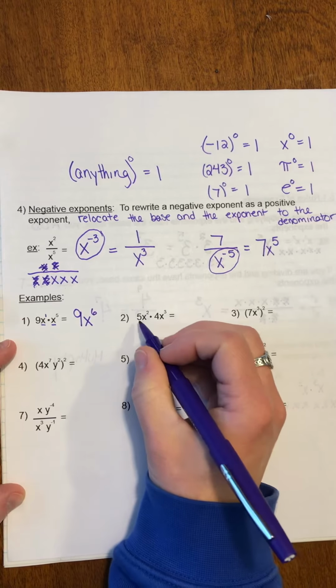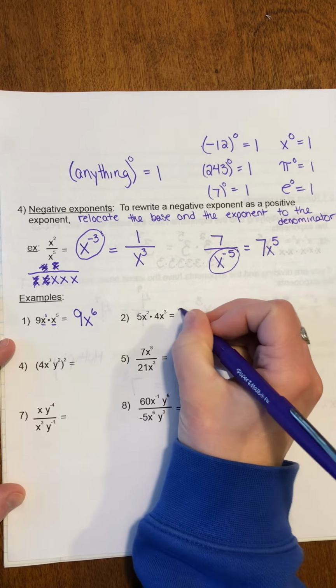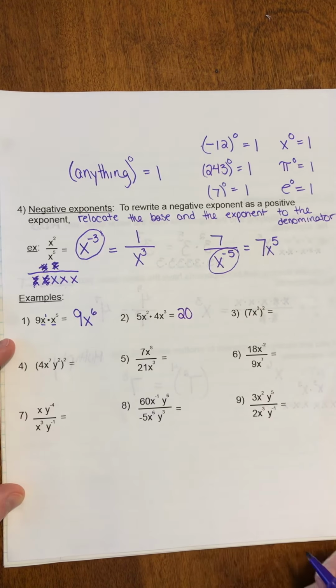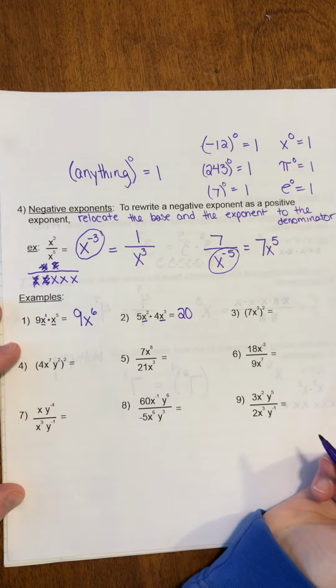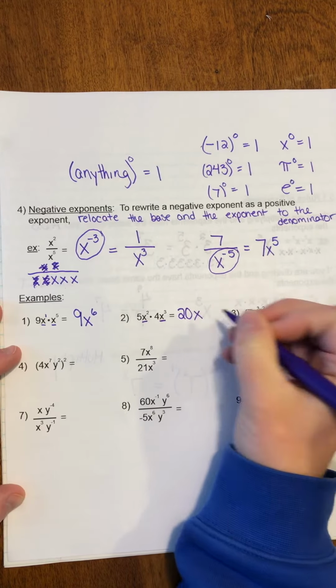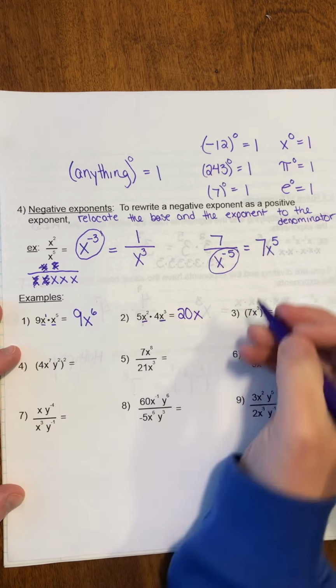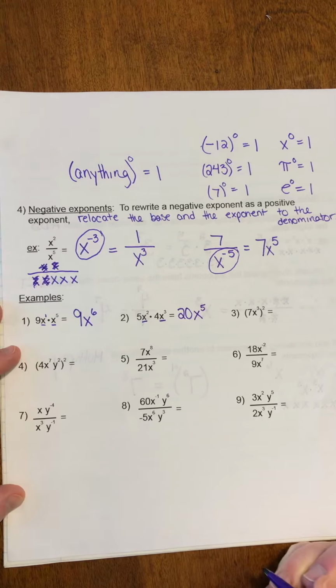So for this next one, I have 5 times 4. So I'm going to do that math first, is 20. Then I'm going to deal with my same base. So x to the... now because I'm multiplying, I add the exponents, 5th.